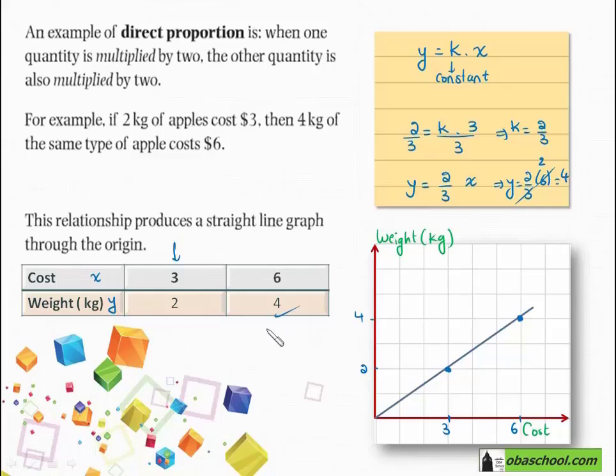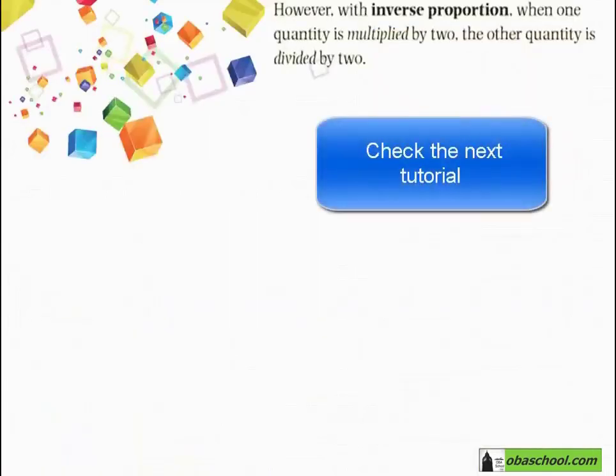To conclude, if the increase in one quantity leads to an increase in the other quantity, then this is direct proportion. The representation of the direct proportion on the graph is a straight line passing through the origin. The mathematical representation of direct proportion is y equals k times x, which means y is equal to a constant multiplied by x. Now we move to the inverse proportion.